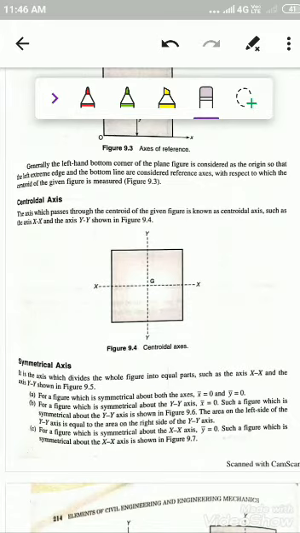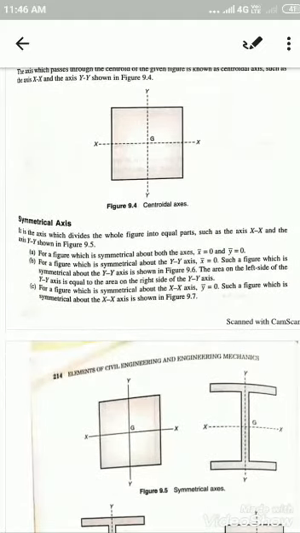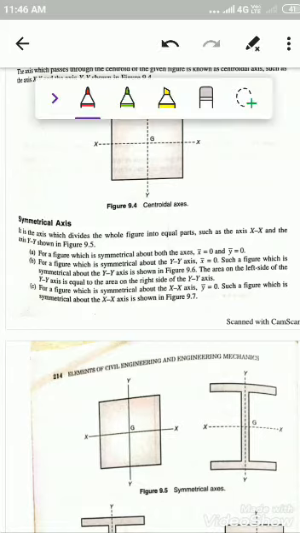Clear? Next we have the symmetrical axis. You know the basic concept: a figure may be symmetrical about its axis. We have only two axes because it is 2D, the x-axis and y-axis. If any figure is symmetrical about these axes, then we call it an axis of symmetry.